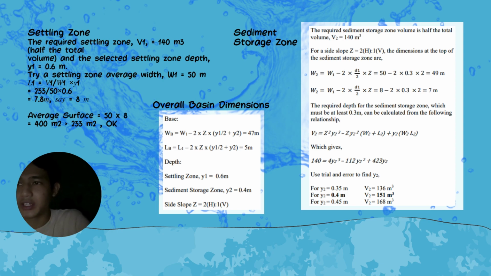Okay, so we try a settling zone width, which is 50 meter. Then we get 7.8 meter. So we take 8 meter, and the average surface area is 400 meter square, and it's larger than 233 meter square. Then it is okay.